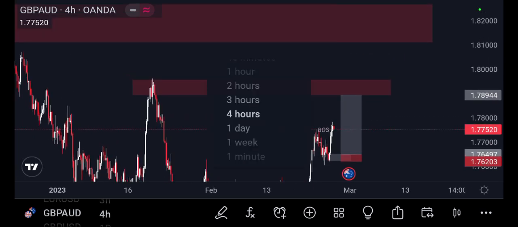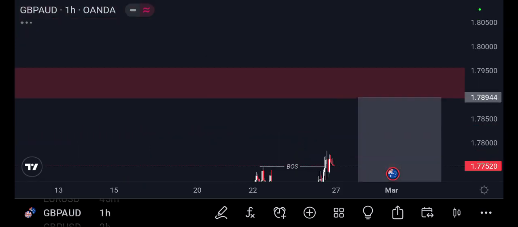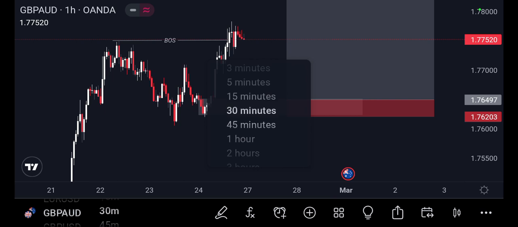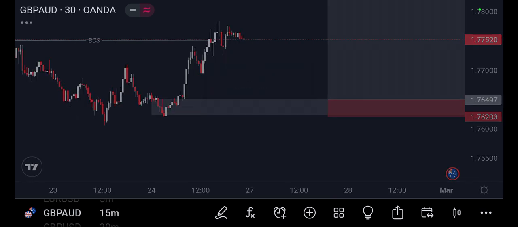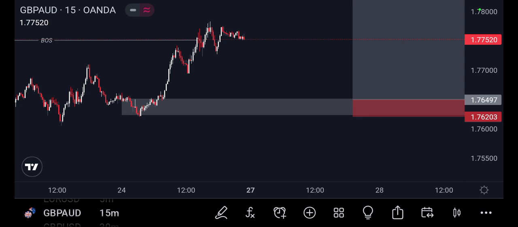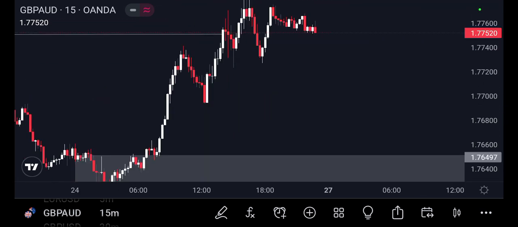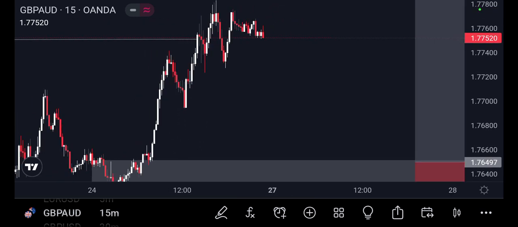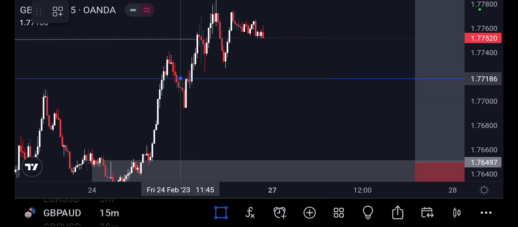Now let's check. Okay, have we reached the 1 hour? Yeah, it was from the 1 hour we marked out the zone. Let's now check the 30 minutes. Let's see what we have there. Okay, there's not too much on the 30 minutes. 30 minutes is just showing that price had already broken this structure. And yes, it could probably sell from here. So it could probably buy from here.